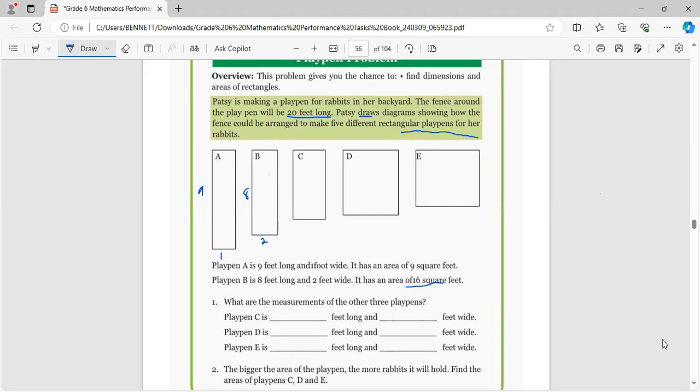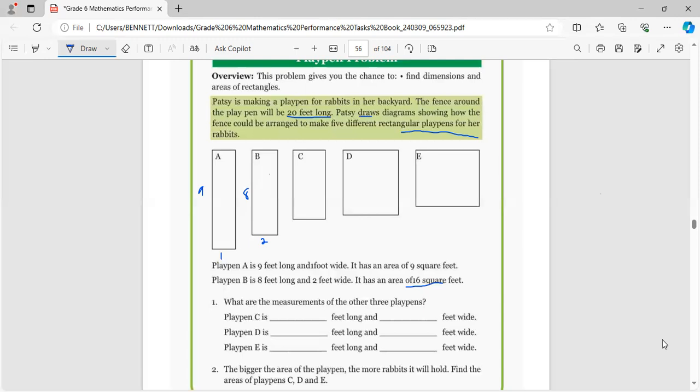All right. But guys, you see what they did, right? Don't call out the answer for the persons who know. Patsy is making a playpen for rabbits in her backyard. Guys, you have to read it and then interpret it. You can't just look at it and say, well, I understand. Because it's rather simpler than you think. The fence around the playpen will be 20 feet long. You notice that they gave you that? I even underlined it. So all of them should have that measurement. Correct?